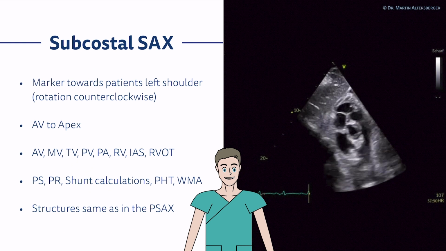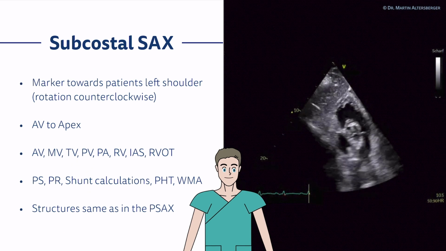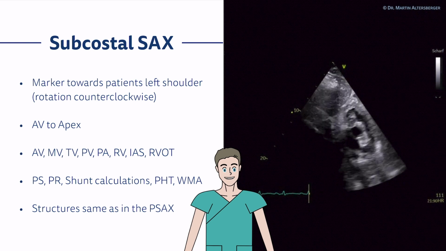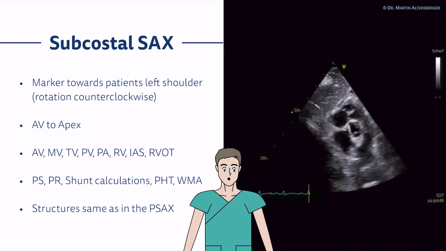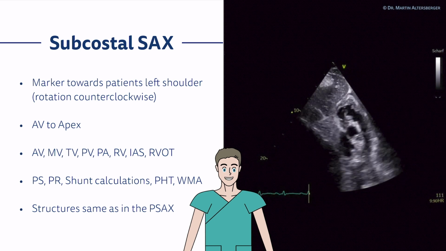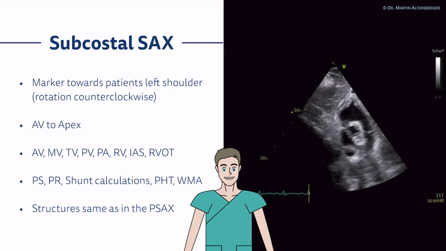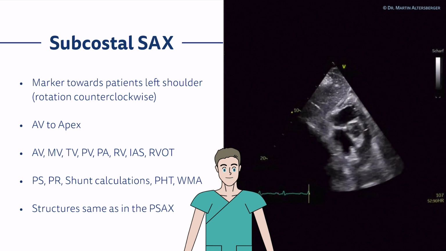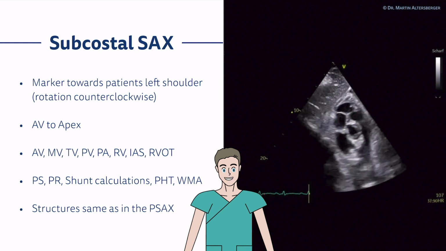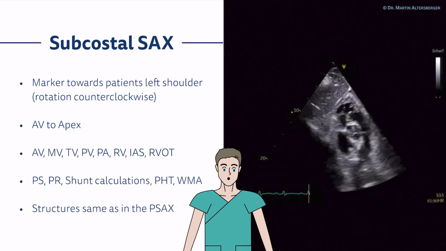Additionally, when you start at the aortic valve, you can move and tilt the transducer. So it's actually more the tilting from the aortic valve towards the apex. So as you would tilt the transducer in the parasternal short axis, you can tilt the transducer in the subcostal short axis as well. You can move from the aortic valve to the mitral valve, visualize as seen here the tricuspid valve, the pulmonic valve, the pulmonary arteries, the right ventricle, the interatrial septum, the RVOT.